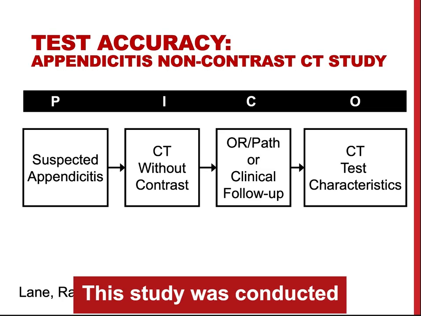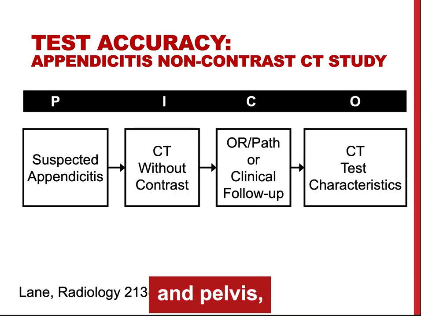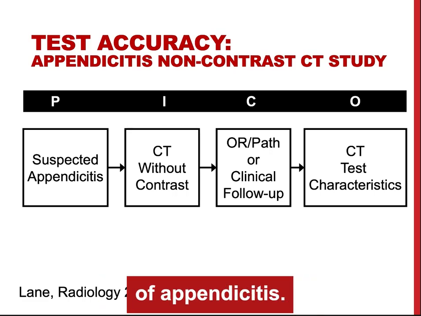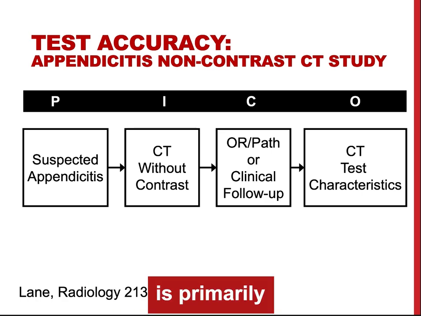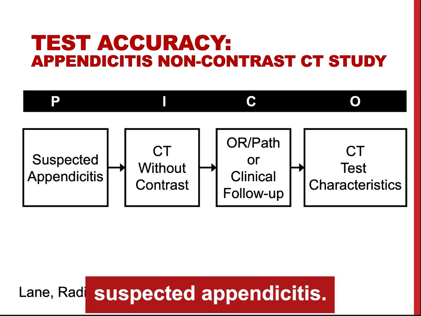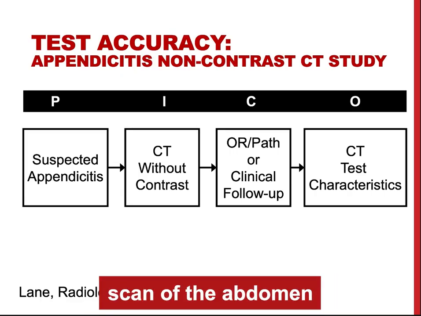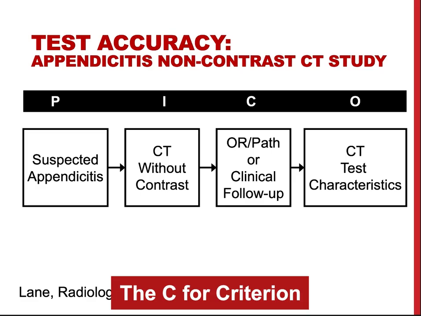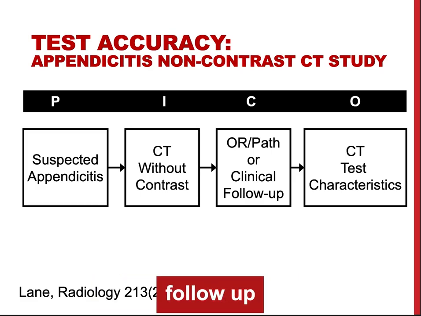This study was conducted to analyze the accuracy of a non-contrast CT scan of the abdomen and pelvis in the identification of appendicitis. The P, for population, is primarily adult patients with suspected appendicitis. The I, for intervention, is a non-contrast CT scan of the abdomen and pelvis. The C, for criterion standard, is the operative report, pathology report, or clinical follow-up. And the O, for outcome, is the test characteristics of the non-contrast CT scan.